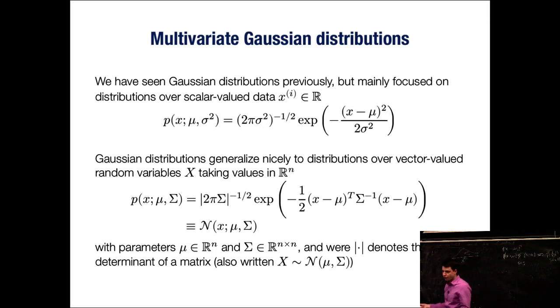So when I'm very far away from mu, as with the Gaussian, right? With the Gaussian, when I'm far away from my mean, I have very small probability. Here, when I'm far away from my mean, as measured in a higher dimensional distance, I have small probability there too. Is there a question?